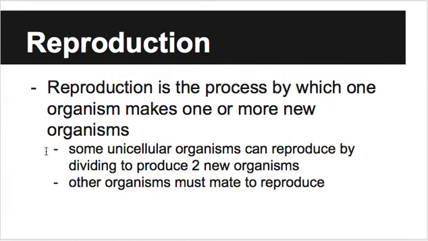A is the prefix for not, sexual meaning they have to actually carry out that act. So not having to have sex means that they just split. On the other hand, we have organisms that must mate, that's called sexual reproduction, so they actually need another mate to reproduce.